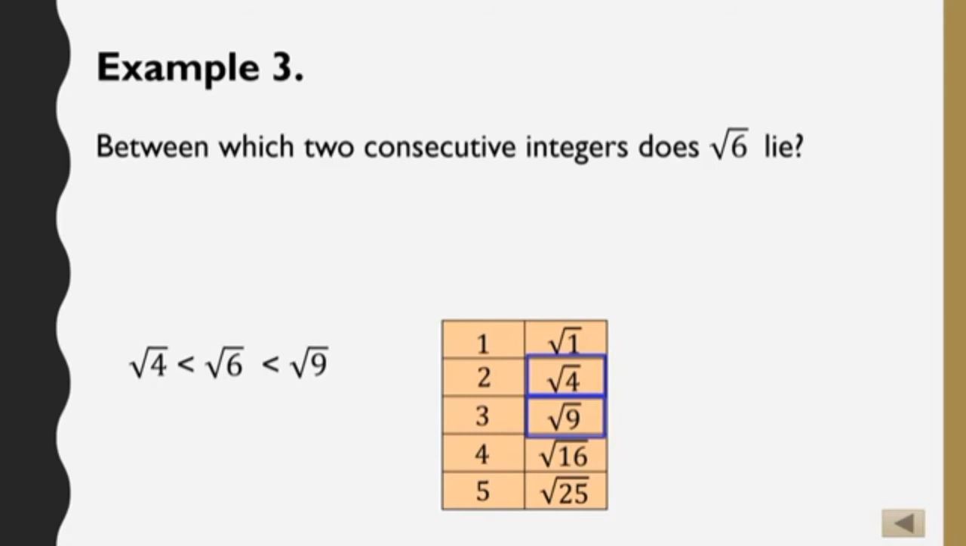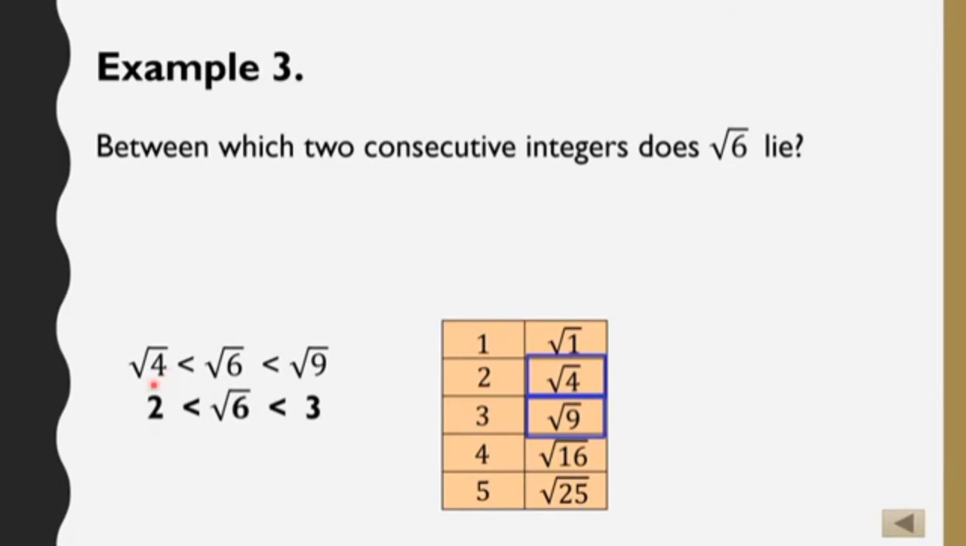Or pwede siyang tawagin or basahin as square root of 6 is less than square root of 9 but greater than square root of 4. Bakit naging greater than ang basa dito? Dahil pabaliktad tayong nagbasa ng given. Again, uulitin ko kung paano siya basahin. Square root of 6 is less than square root of 9, but greater than square root of 4. Ibig sabihin, ang value ng square root of 6 ay mas mababa sa value ng square root of 9, pero mas mataas siya sa value ng square root of 4 dahil nasa gitna nga siya ng 4 at ng 9.